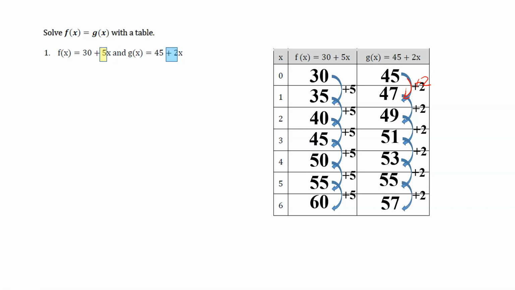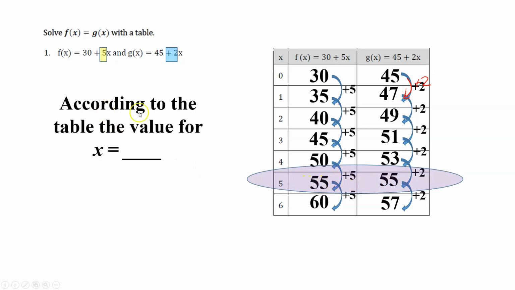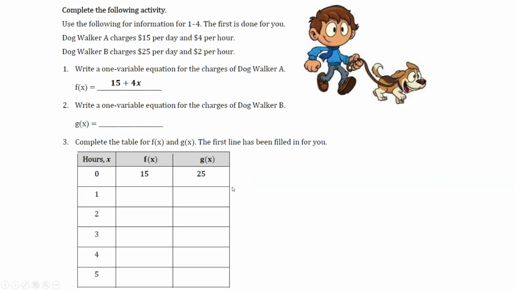Do you notice a point in which they are all the same? So that means the columns have the same numbers. Where is that? There it is, 55. So that means, according to the table, for the value x equals 5, these values will be the same. Because they are, look, 55 and 55, same. You're like, now what? We're going to do number 2, which is another word problem.